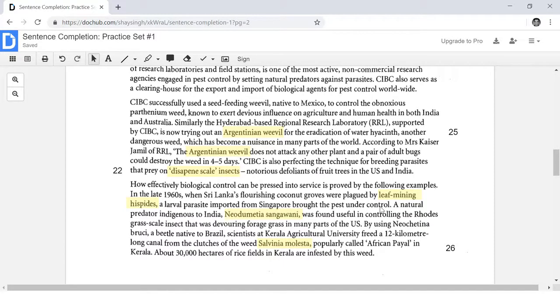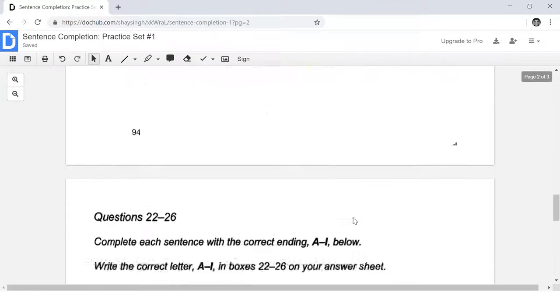Okay, so what this sentence is saying is that these leaf mining hispides were plaguing the coconut groves, that they were feeding on coconut groves, that they were wiping out coconut groves or infesting them. Okay, all of those are synonyms. That these leaf mining hispides were plaguing coconut groves, and to solve this problem, to stop this problem, a larval parasite from Singapore was imported. Okay, so let's go down to our question.